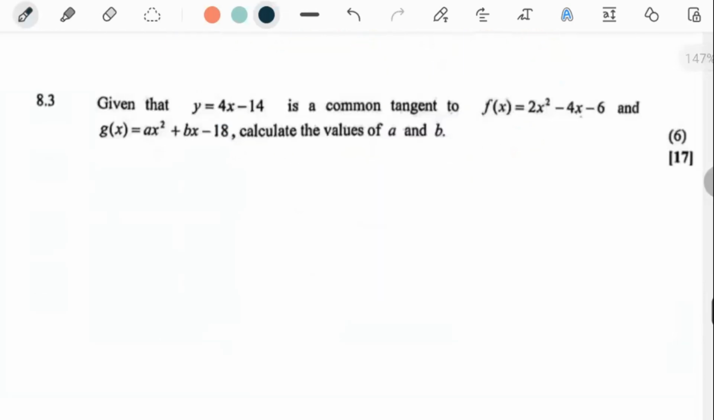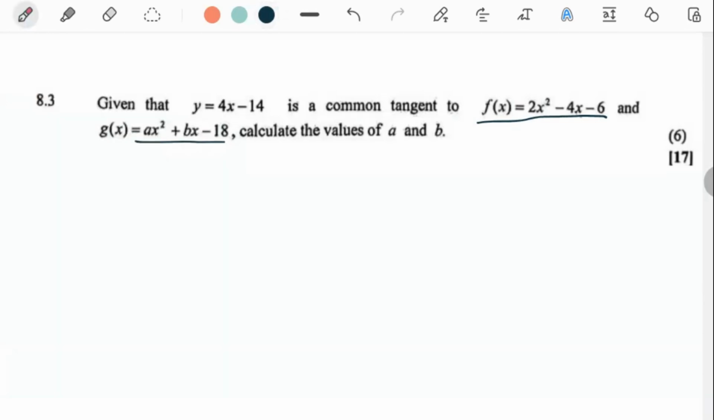8.3, right? Let's see. Given that y is equal to 4x minus 14, this is a common tangent to this graph and this graph. So two parabolas, they have a common tangent. Calculate the value of a and b for 6 marks.